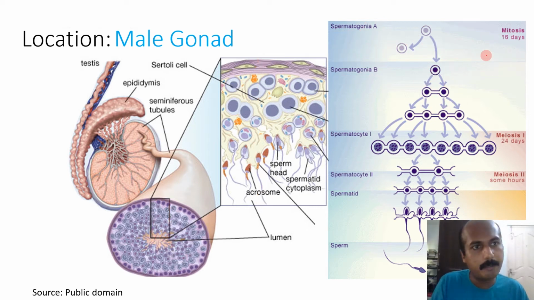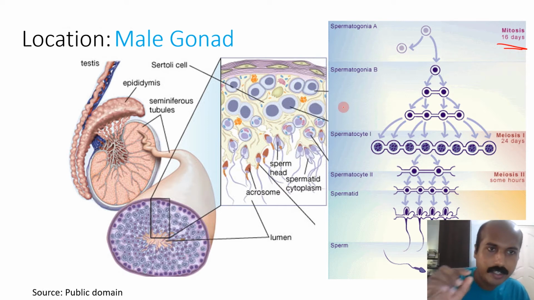So altogether, mitosis from the type A spermatogonium to undergo this division takes almost 16 days. Okay, so 16 days of mitotic division occurs throughout the spermatogonial cell lines: A dark, A pale, and then B.